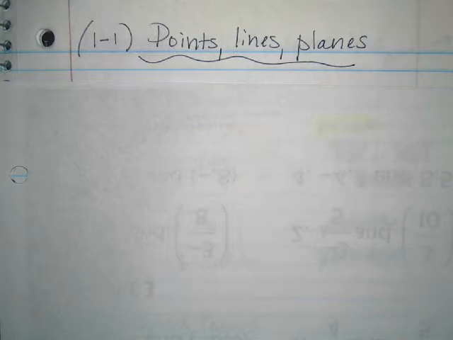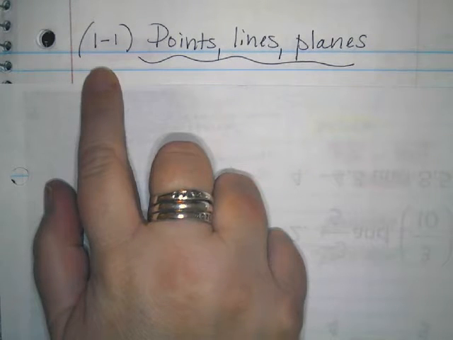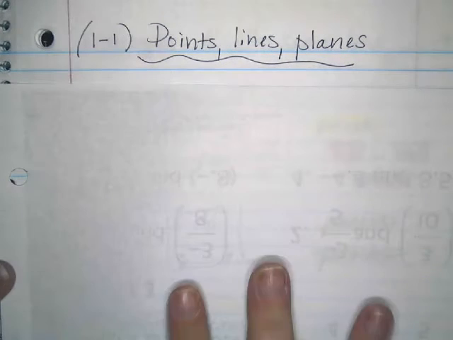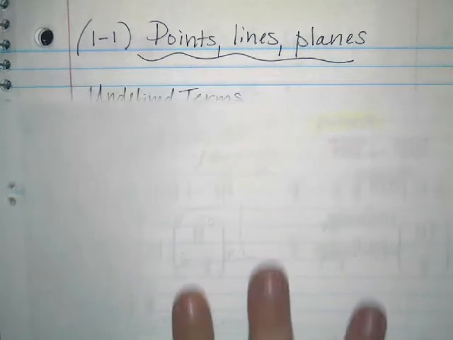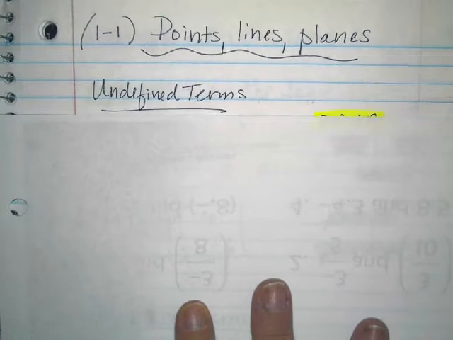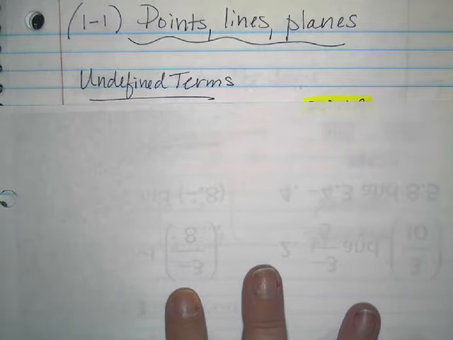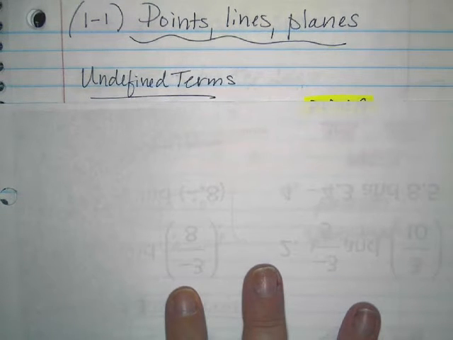All right, in our first section of geometry for our PAG year, we are looking at the first section, which is 1-1, and we're talking about points, lines, and planes. And those particular terms are actually called undefined terms. It's one of those where you don't necessarily have a strict definition for it. It's more of like a picture.